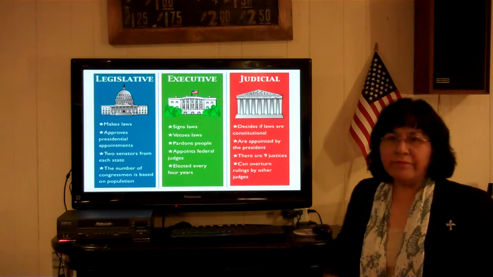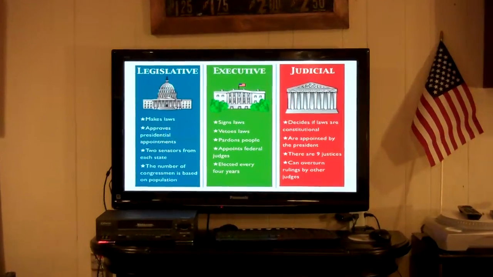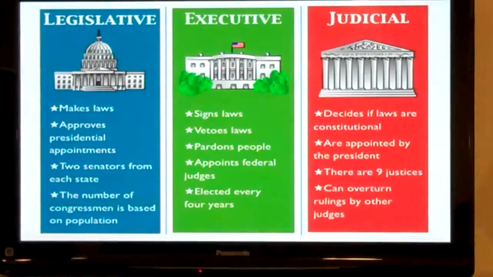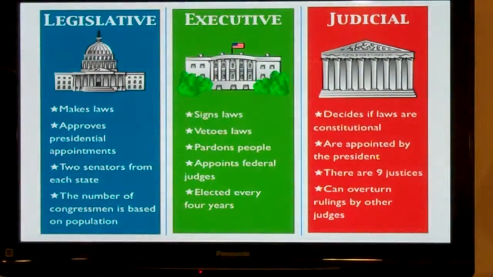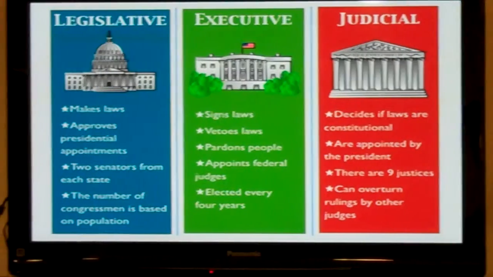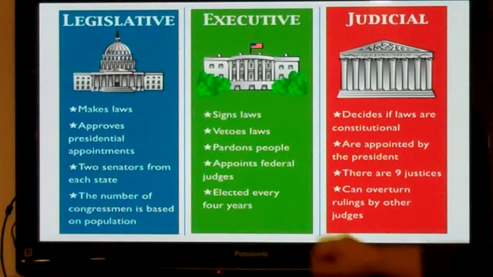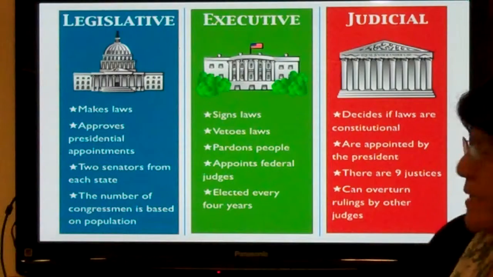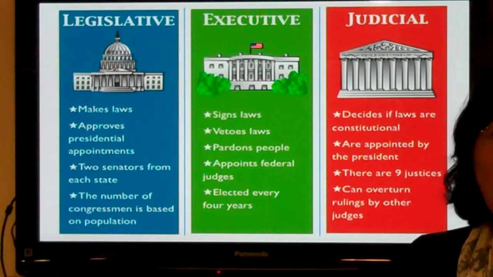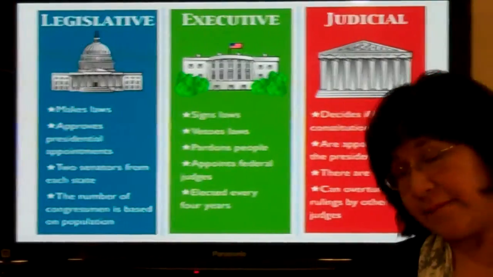All right, now let's review. The legislative branch makes the laws, approves presidential appointments like the justices, 2 senators from each state. The number of congressmen is based on population. California has more representatives than Kentucky.